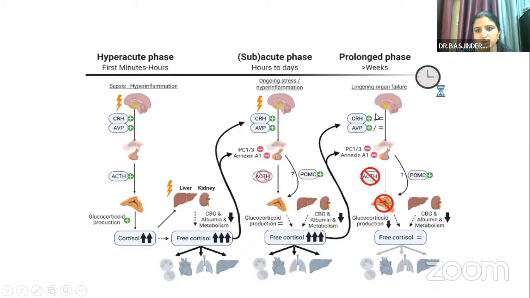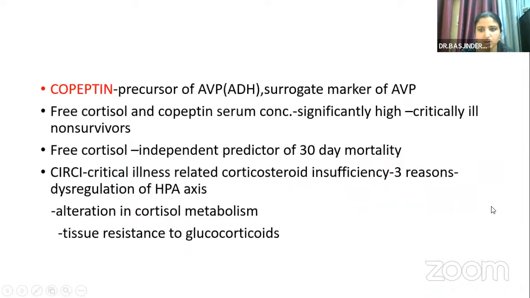As the disease progresses to more than 4 weeks, along with this negative inhibition, because ACTH is not being produced, there occurs necrosis of the adrenal gland. So there will be decreased production of glucocorticoids, and because it's not there, metabolism is not there, binding is not there. So the free cortisol availability is lesser in these conditions.